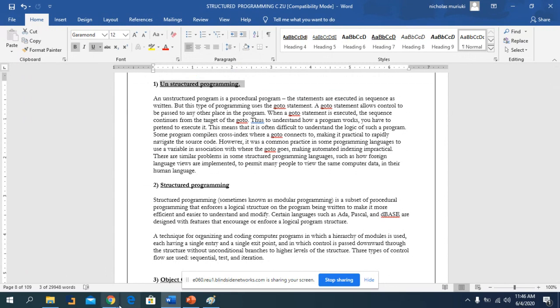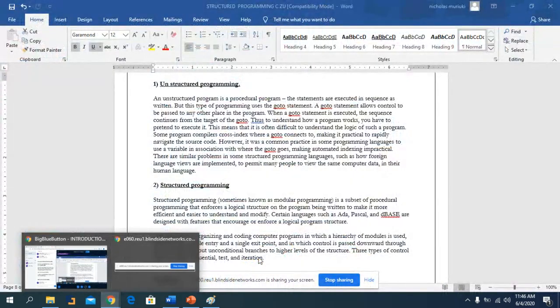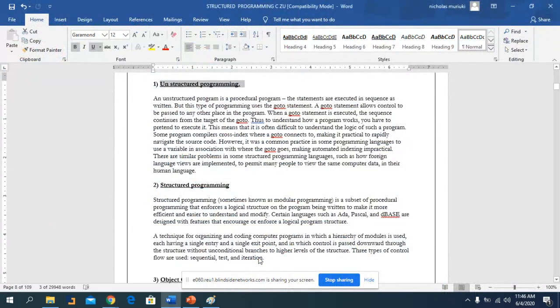They allow you to change from one point to another. They allow you to move from one point to another. And that's why we are saying they use what you call a go-to statement.